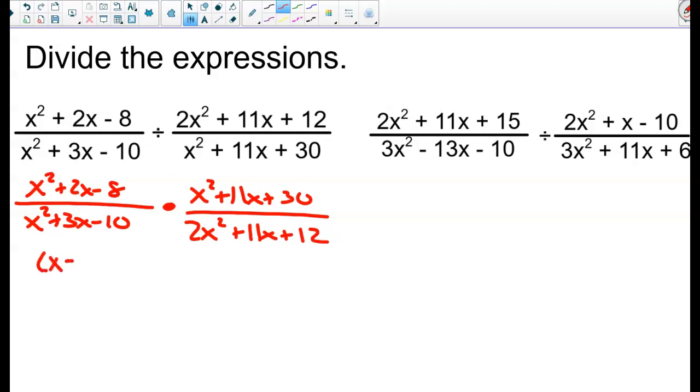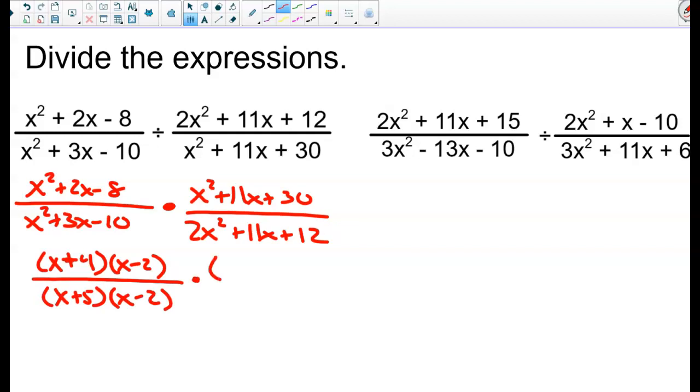On top, x plus 4, x minus 2. On the bottom, x plus 5, x minus 2. X plus 5, x plus 6, 2x plus 3, and x plus 4.